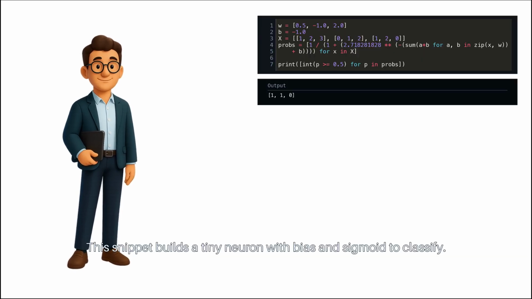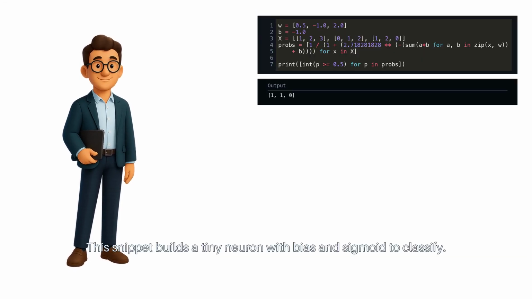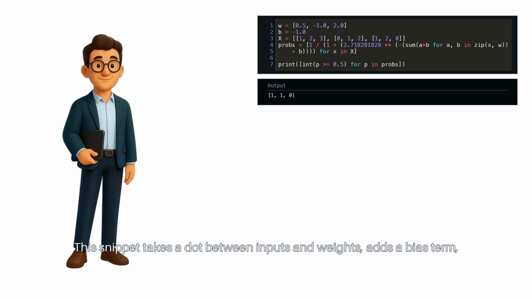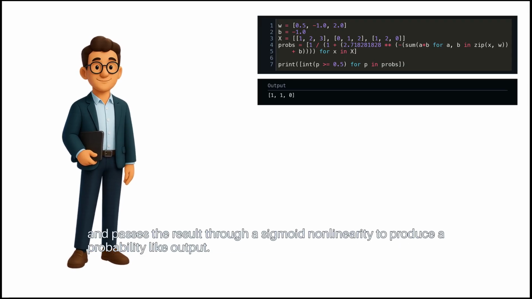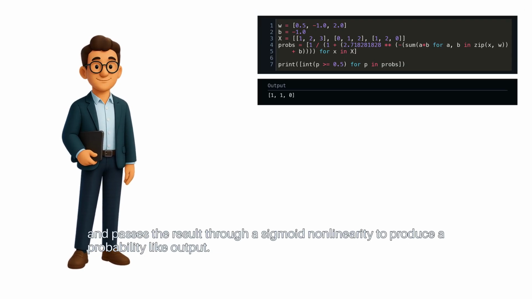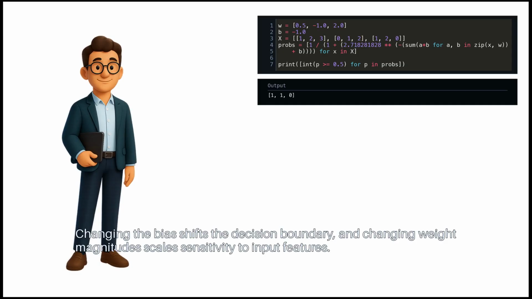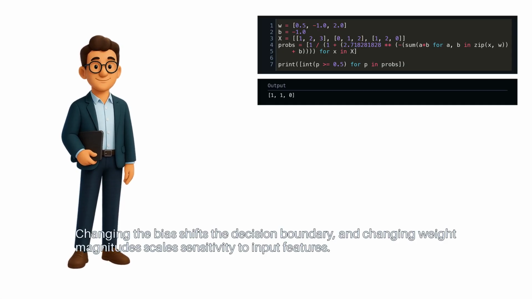This snippet builds a tiny neuron with bias and sigmoid to classify. This snippet takes a dot between inputs and weights, adds a bias term, and passes the result through a sigmoid nonlinearity to produce a probability-like output. Changing the bias shifts the decision boundary, and changing weight magnitudes scales sensitivity to input features.